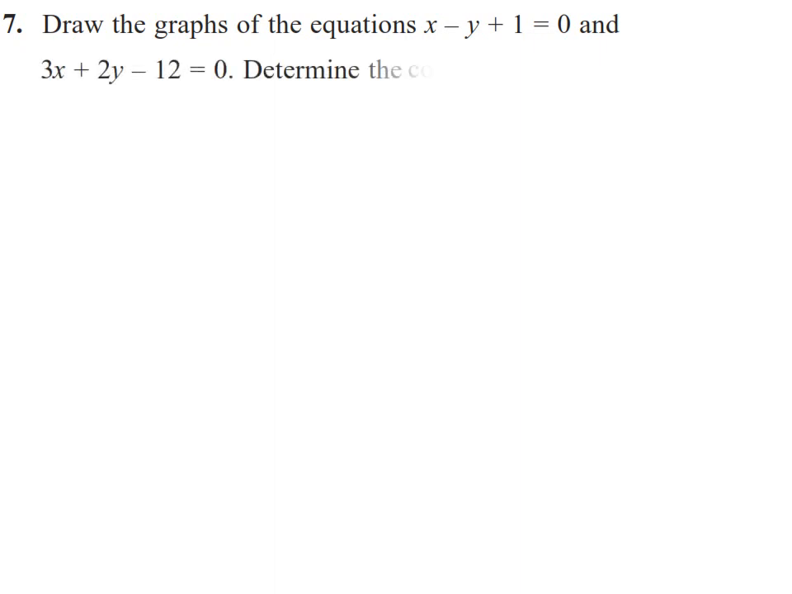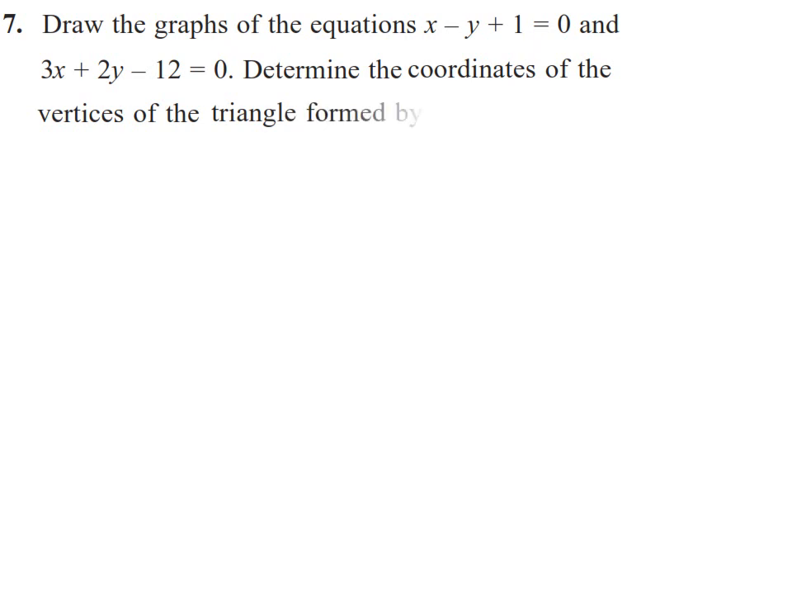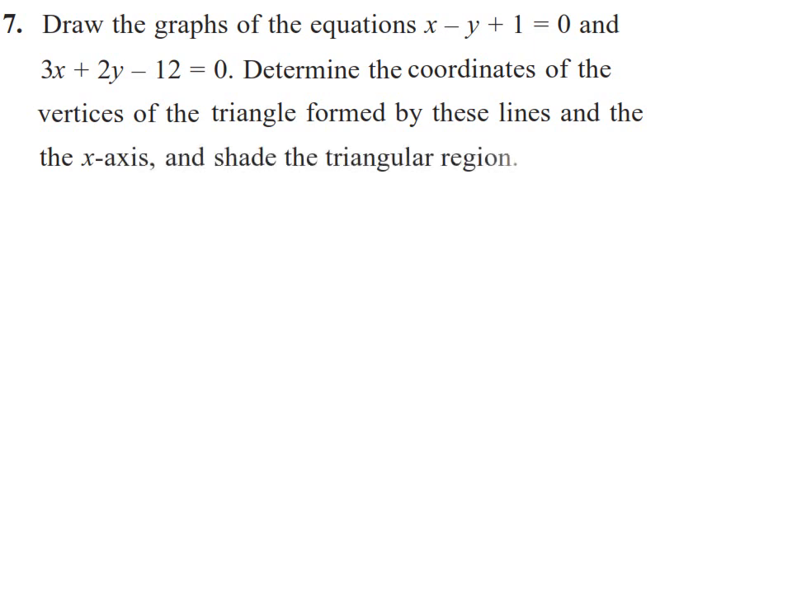So the seventh example, which is most important from the point of view of the examination of your exercise. The question is, draw the graph of the equations x minus y plus 1 equals to 0 and 3x plus 2y minus 12 equals to 0. Now determine the coordinates of the vertices of the triangle formed by the lines and the x-axis, and shade the triangular region. Now in this question we have to draw the graphs.